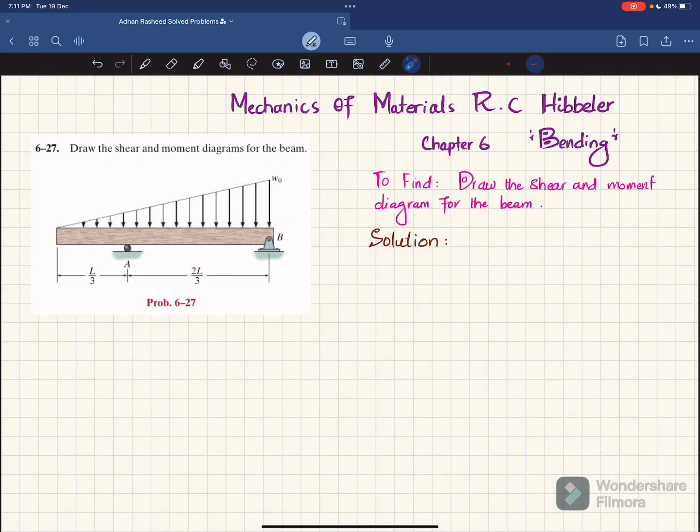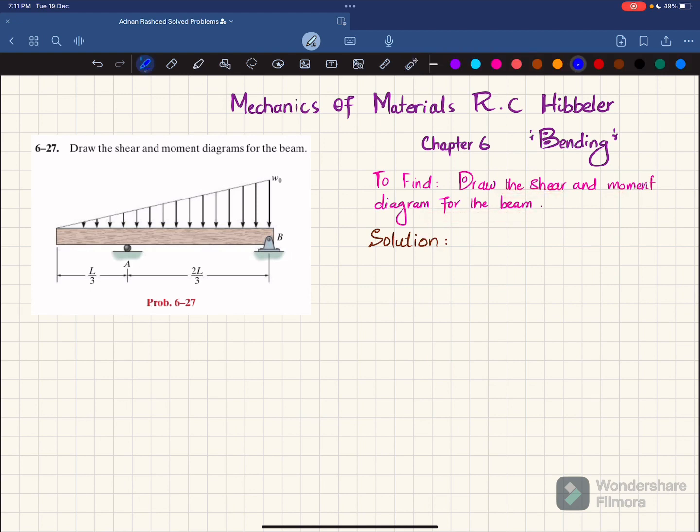Welcome back. Problem 6-27. This problem is taken from chapter number 6, that is bending, and the book name is Mechanics of Materials by R.C. Hibbeler. So the statement is: draw the shear and moment diagram for the beam. You can see this is an overhanging beam and there is a triangular load of magnitude W0 at this end. At this end the load is 0. There is a roller support at A, and at point B we have a pin support. So you have to draw the shear and moment diagram for the beam.